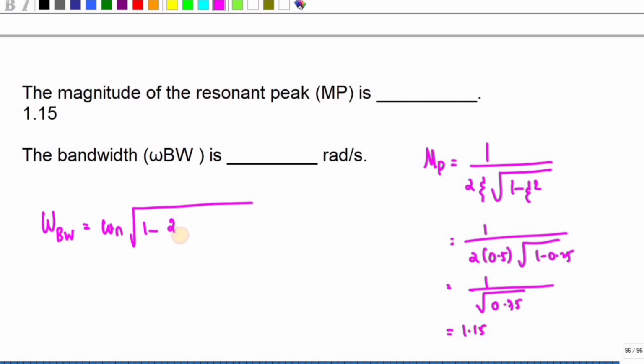Next, they are asked to find the bandwidth. So the bandwidth formula is equal to omega n into root of 1 minus 2 into damping ratio square plus root of 2 minus 4 into damping ratio square plus 4 into damping ratio power 4. So substitute these values in order to find the bandwidth as equal to 5.1 radian per second.